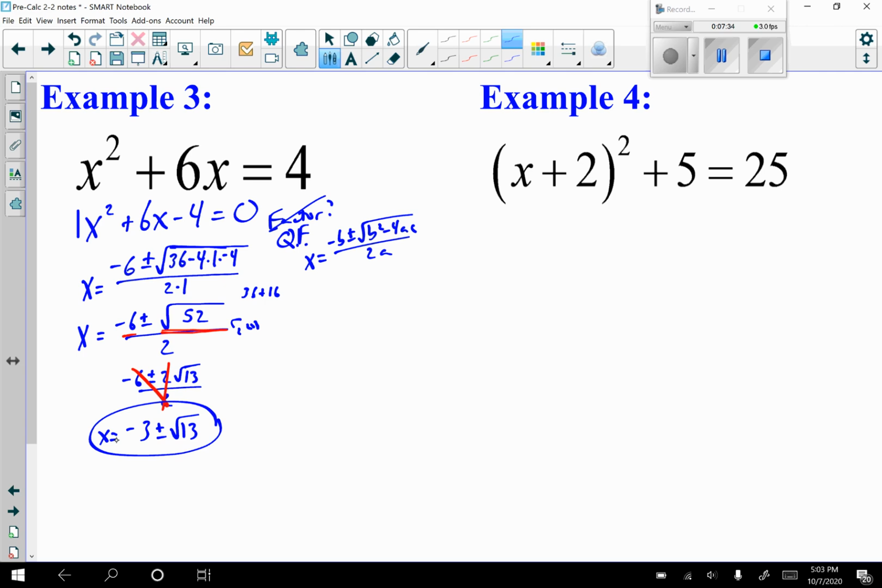All right, next one is a quadratic. It's got an x that's being squared. Now, some of you might want to do things like this. You might want to FOIL this out. X squared plus 4x plus 4 plus 5 equals 25. Combine like terms, x squared plus 4x, we've got equals 25, subtract it over, 4 and 5 is 9, subtract it over, and we get minus 16. Then we try to factor.